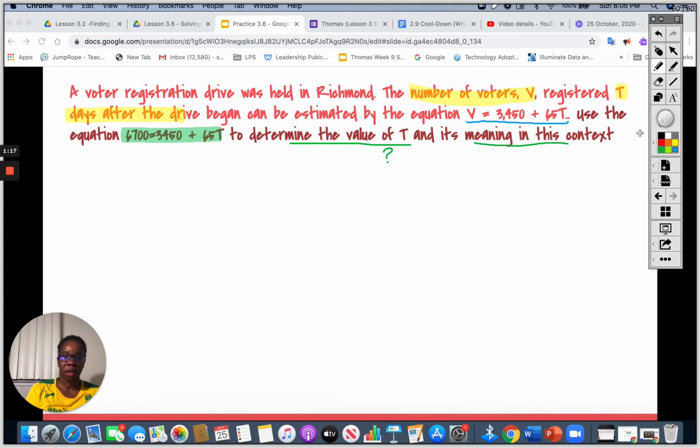Awesome. So we're going to get started by just writing down the equation that is given, which is 6,700 = 3,450 + 65T, and I'm just going to highlight what we're solving for because we always want to leave that alone or isolate it, get it by itself on one side of the equation. We will start by subtracting 3,450 from both sides of the equation, seeing that it is being added to 65T.